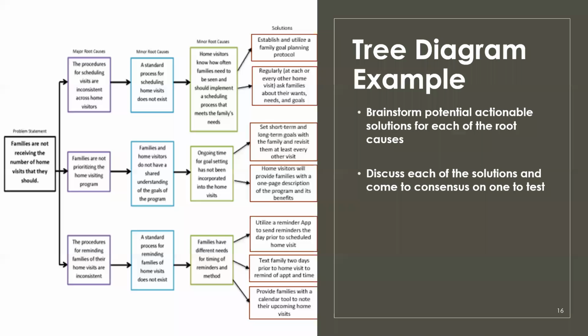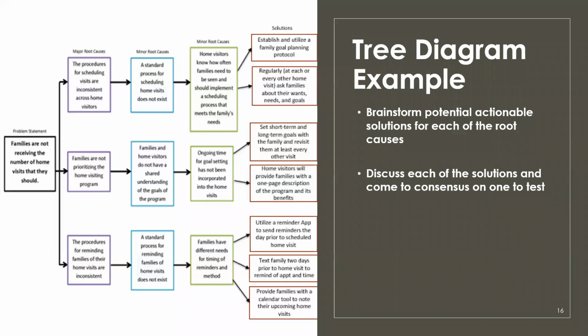So the team came to 3 different potential solutions that could be tested. One was utilize a reminder app to send reminders the day prior to the scheduled home visit. The second was text the family 2 days prior to the home visit to remind them of the appointment and time. And the third was provide families with a calendar tool to note their upcoming home visit. So they landed on 3 different potential solutions that could be tested for that particular branch.